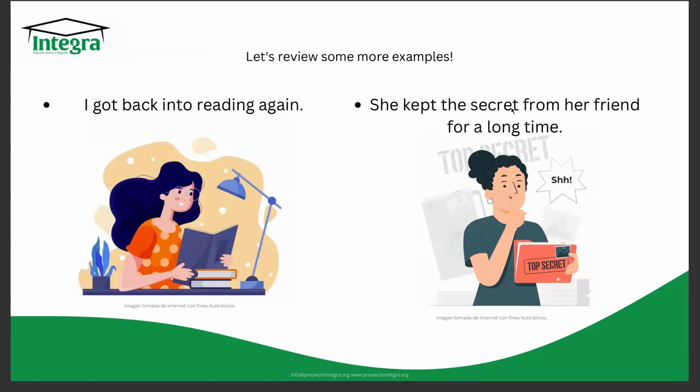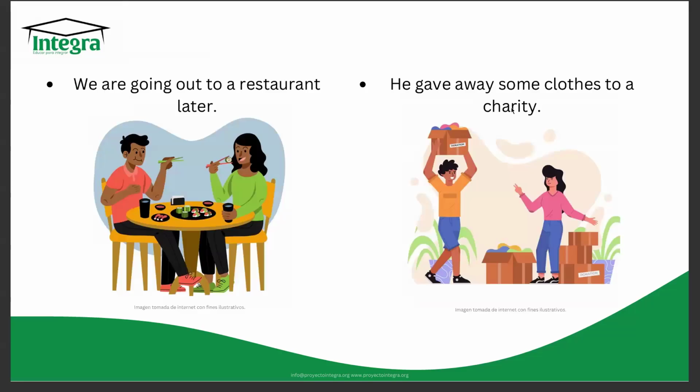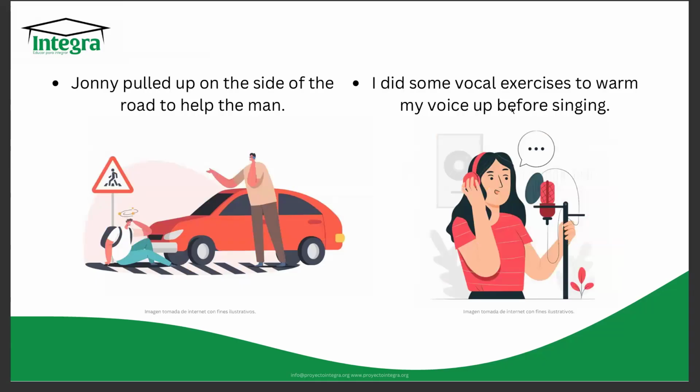And now let's review a few more examples. We have I got back into reading again. She kept the secret from her friend for a long time. We're going out to a restaurant later. He gave away some clothes to a charity. Johnny pulled up on the side of the road to help the man. And I did some vocal exercises to warm up my voice before singing.